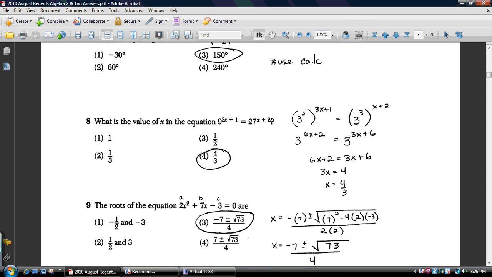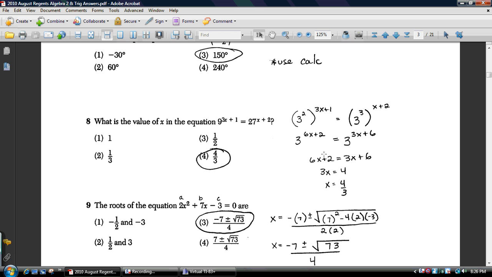What's the value of x in this equation? Look, you have 9 raised to 3x plus 1 and 27 raised to the x plus 2. Give these the same base. 9 is 3 squared. 27 is 3 cubed. Then, as I always told my students, you've got to make it rain. Take this, distribute it inside to this 2, by the law of exponents. Same thing with this one. So it's like 3 to the 6x plus 2.